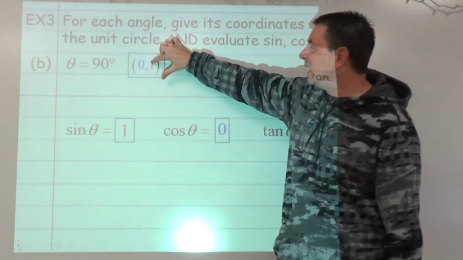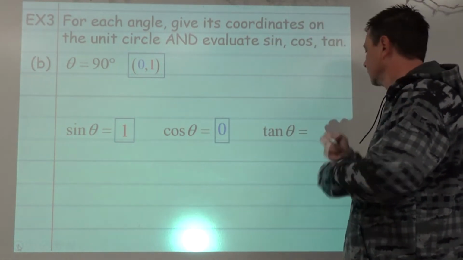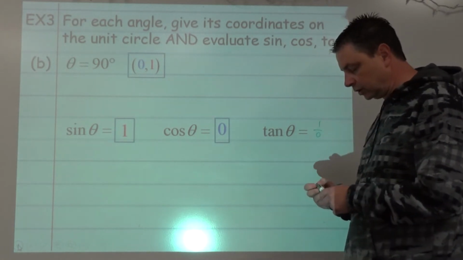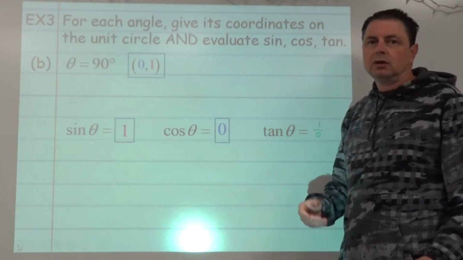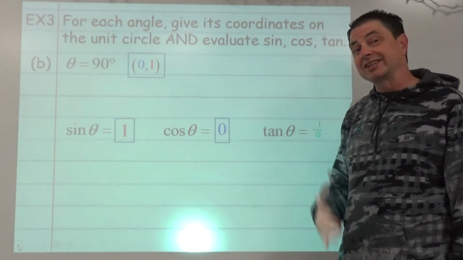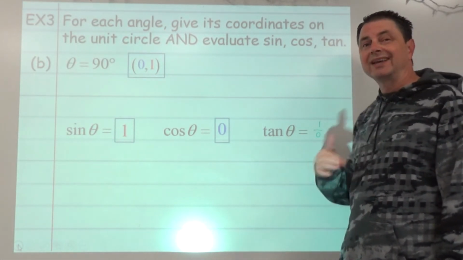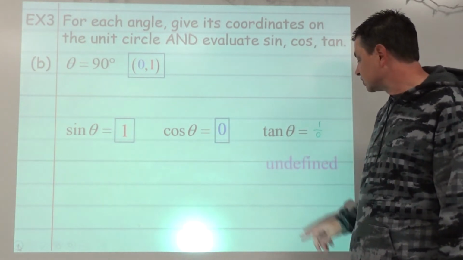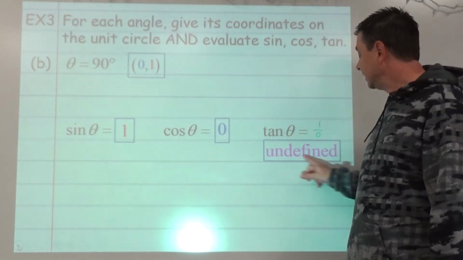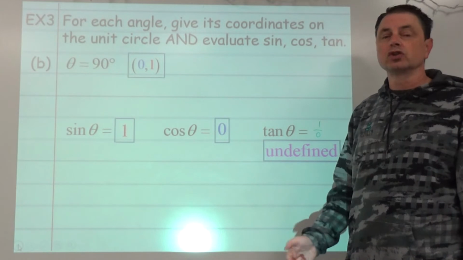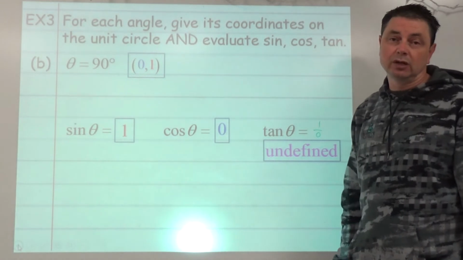Tangent of theta would be the y-coordinate divided by the x-coordinate. We could write 1 divided by 0. What is 1 divided by 0? Well, it's not 0. If you try it on your calculator, it's going to say error. And that is because we're not allowed to divide by 0. So when we encounter that situation, the answer is that it is undefined. It's not really a number. So we say it is undefined. And that is the true answer for the tangent of 90 degrees, or any time that we're asked to divide by 0.